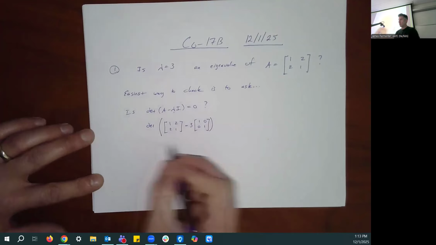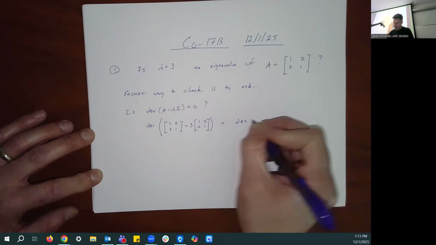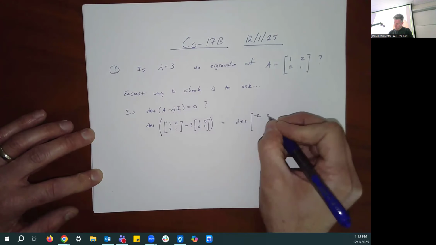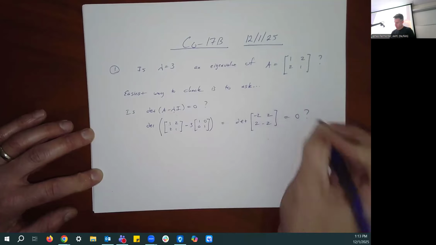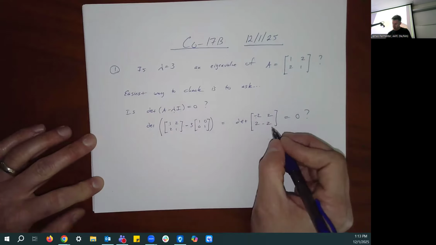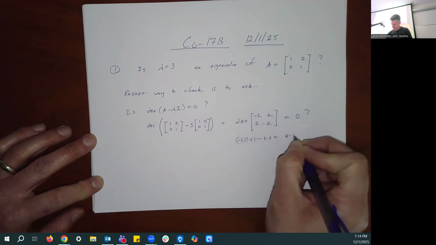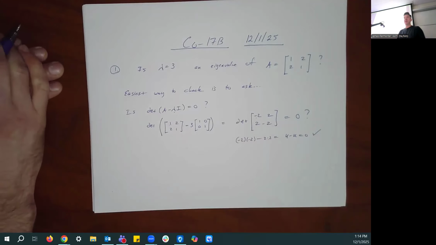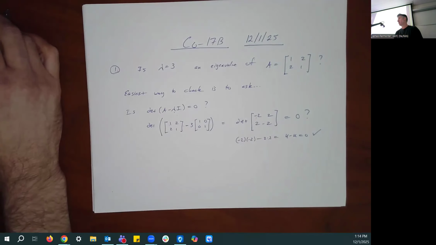And again, I think you can skip this step, right? You're just subtracting 3 from each diagonal. I'm showing my work. So the question is, does this determinant of 1 minus 3, 2, 2, and 1 minus 3 equal 0? And the answer is yes. Here the determinant is going to be -2 times -2 minus 2 times 2, and that is equal to 4 minus 4, which is 0. So 3 is an eigenvalue because the determinant of A minus 3I is equal to 0.